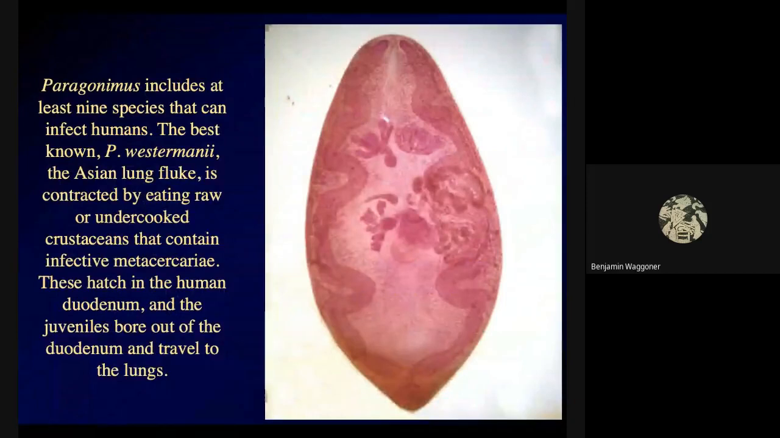And then Paragonimus includes at least 9 species that can infect humans, and the best known is the Asian lung fluke, Paragonimus westermani. Unlike most of the flukes that we've seen, it's not a gut parasite, it's a lung parasite. You get it by eating raw or undercooked crustaceans that contain infective metacercariae. Those hatch in your duodenum. That's the part of your small intestine just downstream from your stomach. The juveniles burrow out of your duodenum and manage to travel to the lungs. Don't know how they know how to go there. That's kind of an interesting question as to how parasites know how to navigate within the host body.